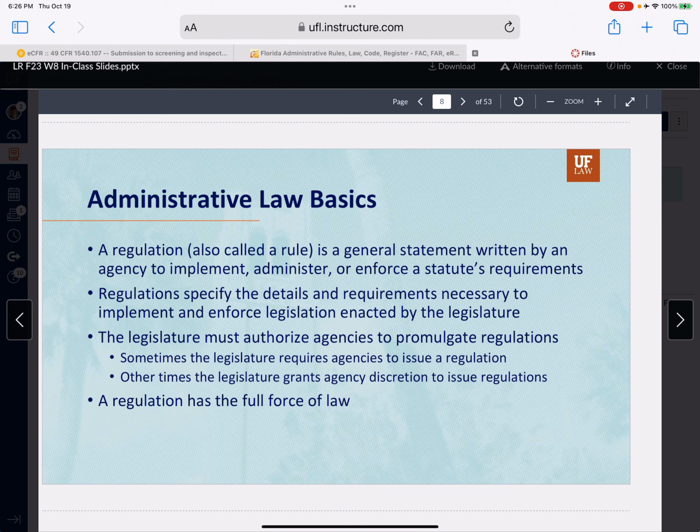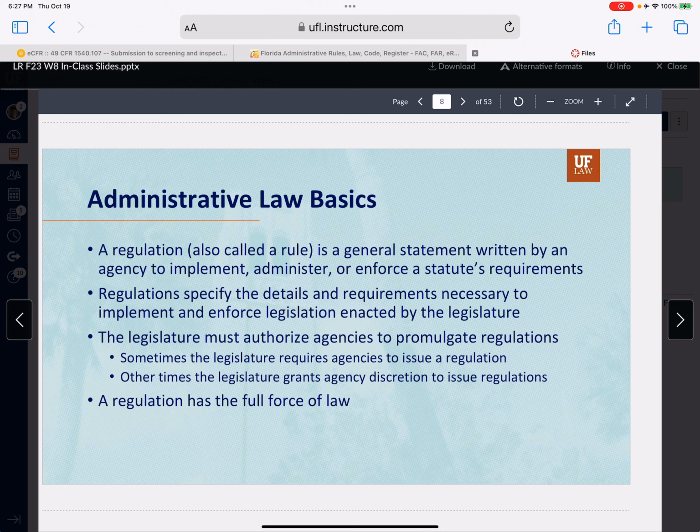So sometimes the legislature in its statute will require the agency to issue a regulation. They will say, SEC, you will issue a regulation to give the details on how this law should be implemented. Sometimes the legislature will give the agency more discretion. It's like, okay, issue regulations as you see fit.